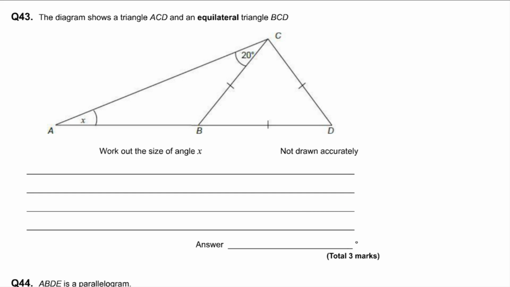Question 43. The diagram shows a triangle ACD and an equilateral triangle BCD. Work out the size of angle x. Not drawn accurately. Yeah, it doesn't look like an equilateral triangle. BCD is an equilateral triangle. It's this triangle here. That means all of the sides are the same, but more than that, all the angles are the same. So if you've got three angles that add up to 180 and they're all the same, if you divide 180 by 3, you're going to get 60, aren't you? So that's 60, 60, 60 along there.